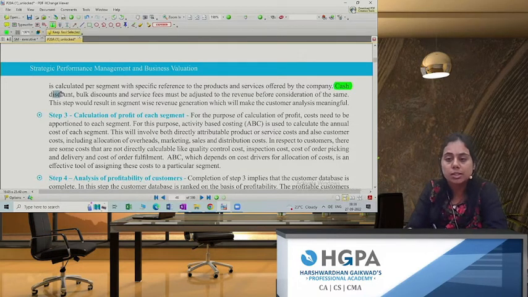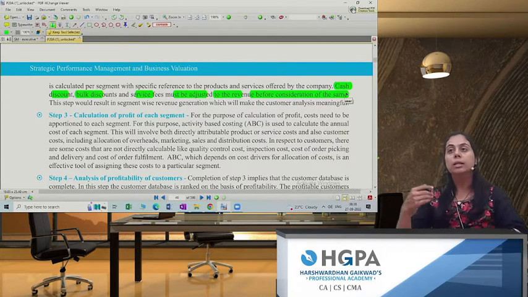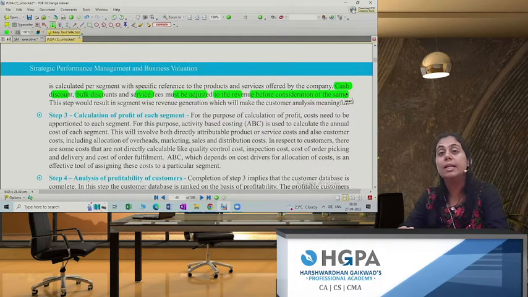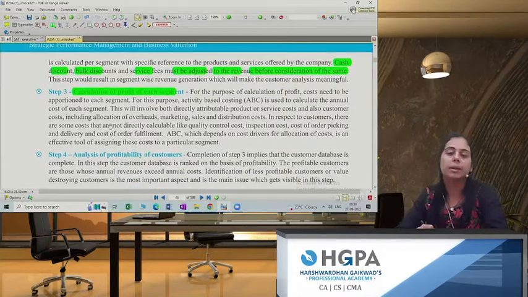That cash discount, bulk discount, service, all will be adjusted to the revenue before considering the sale. Obviously we are not going to consider the gross revenue. Here the revenue which will be considered will be the net revenue of the customer. Now we know the revenue. We have to minus all the costs. Now the next answer that will come, that is calculation of the profit for each segment.